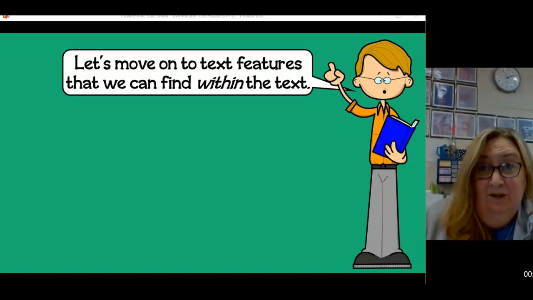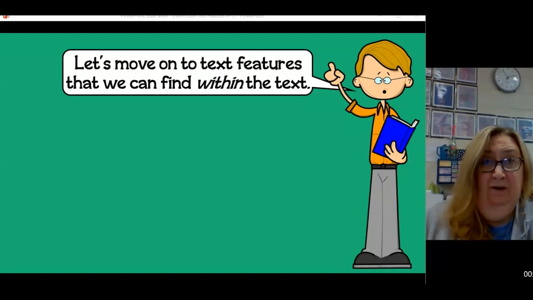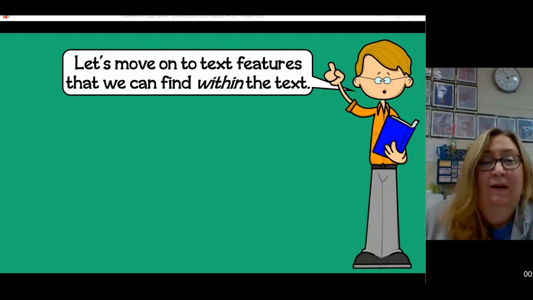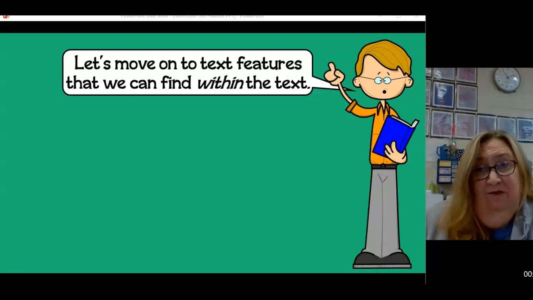So today we're going to continue our talk about text features. Before we were looking at text features that took up an entire page, so they weren't really part of the text, they were parts of the book. Today we're going to be looking at text features that we can find within the text.